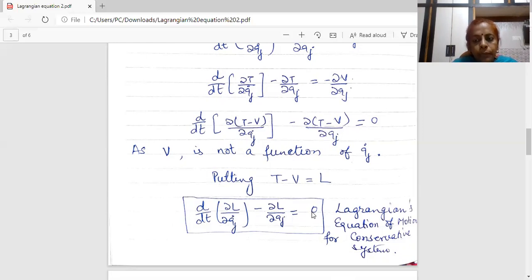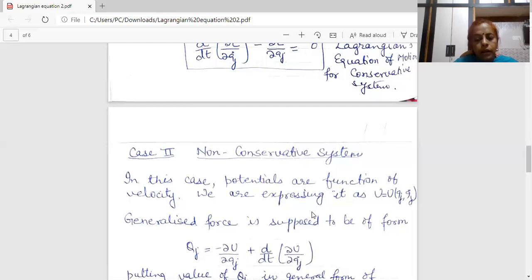So now I am going to derive the Lagrangian equation of motion for a non-conservative system. For a non-conservative system, the potential energy will be a function of coordinate as well as velocity. So the difference between conservative and non-conservative system is that in conservative, potential energy only depends on coordinate, whereas in non-conservative system, potential energy depends on coordinate as well as velocity, which is Qj dot.